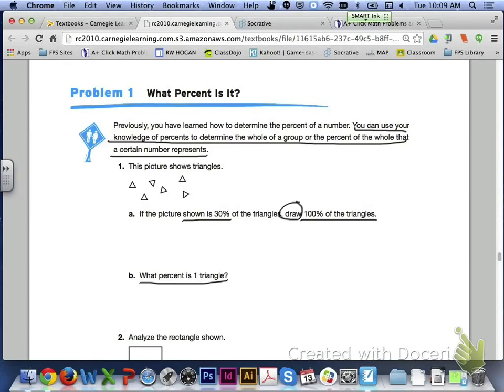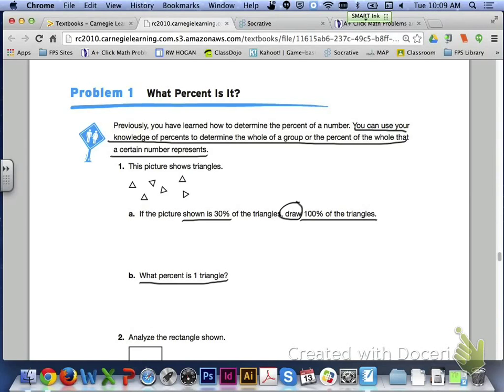Let's take a look at problem 1 on page 434. It says, previously you have learned how to determine the percent of a number. You can use your knowledge of percents to determine the whole of a group or the percent of the whole that a certain number represents. Let's take a look at number 1.